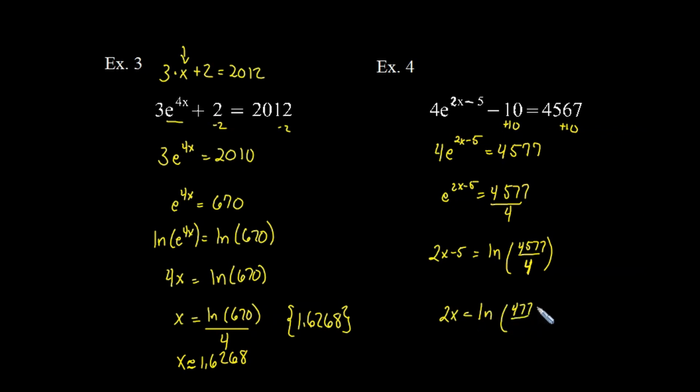what you're typing in there. You know, the ACT is really good about asking these types of questions. So we'll end up with the natural log of 4,577 divided by 4. We're going to add 5 to that, and then we're going to divide it by 2. So when we type this in the calculator, we end up with 6.0213. And again, that's an approximate value.